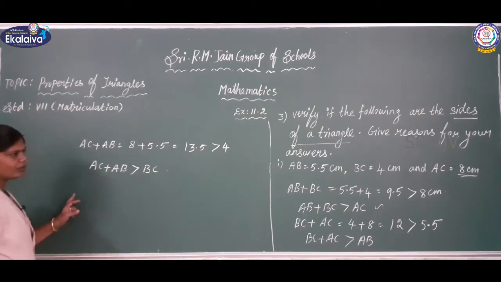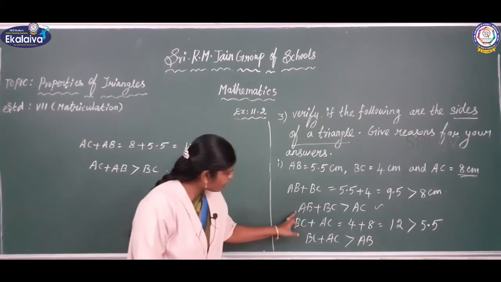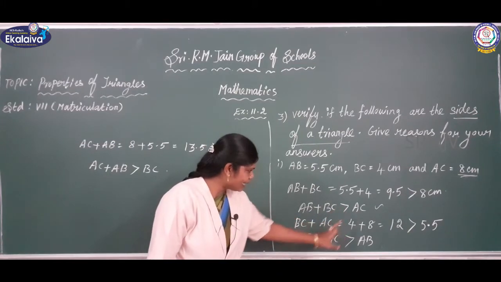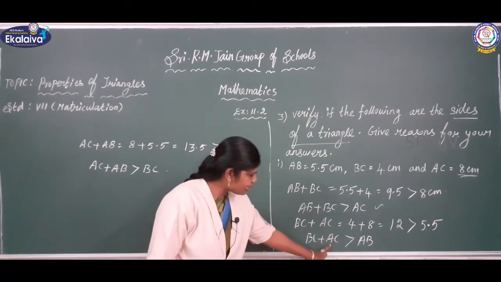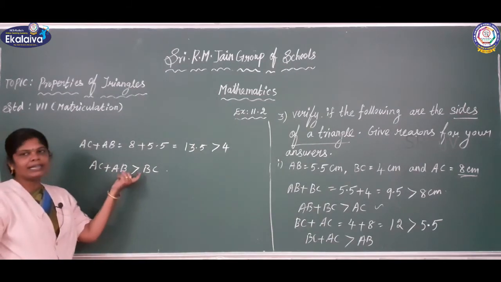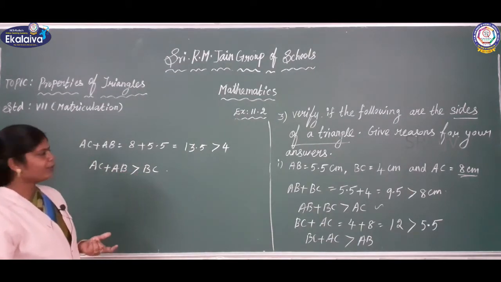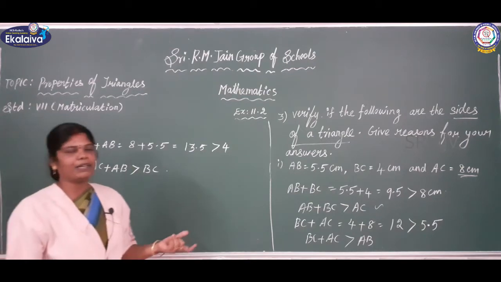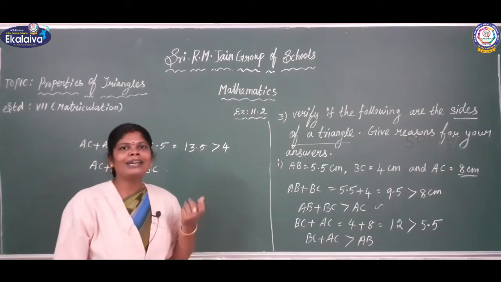So first we found AB plus BC greater than AC, then BC plus AC greater than AB, and AC plus AB greater than BC. It satisfies the property. So the given sides form a triangle.